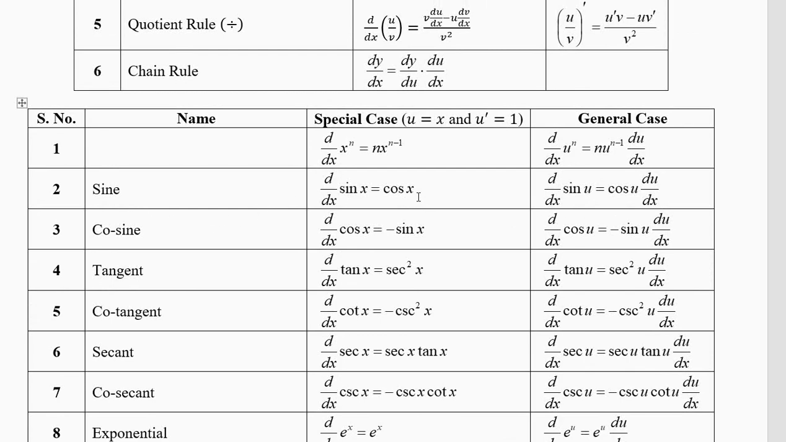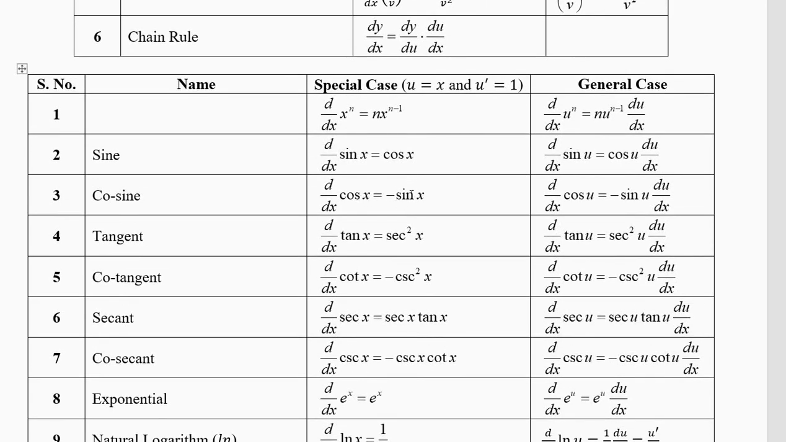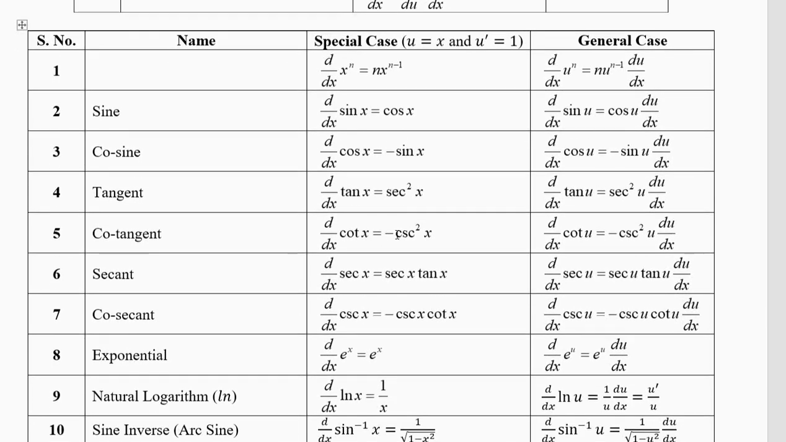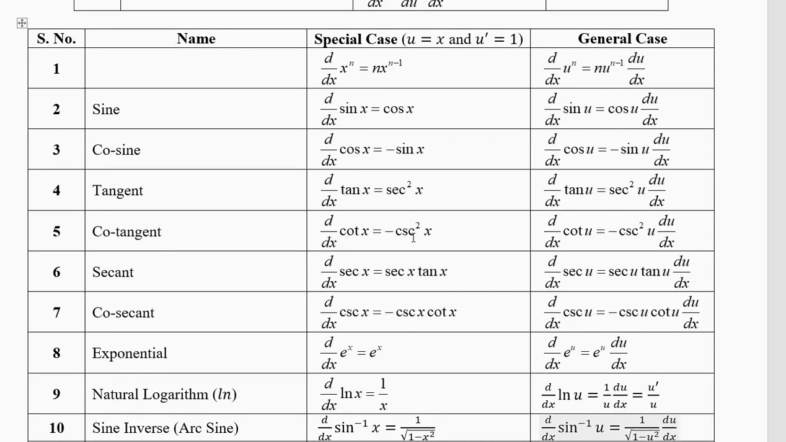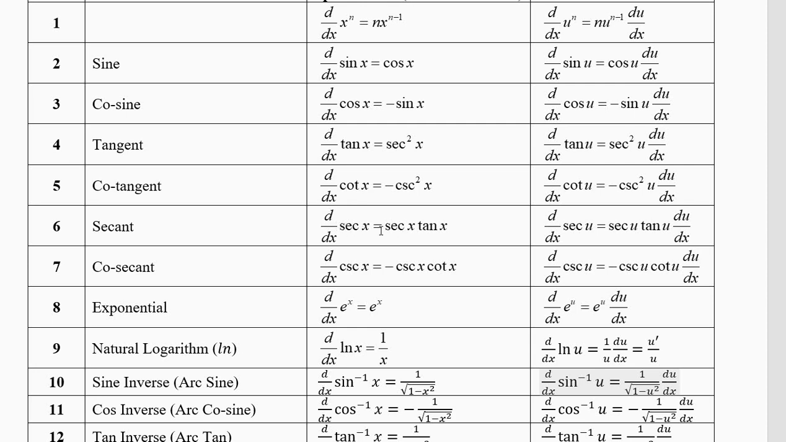So sine goes to cosine, cosine goes to minus sine, tangent goes to secant square, cotangent goes to cosecant square. Now with the minus, cosecant square. Now derivative of secant x is secant x tan x. Derivative of cosecant x is minus cosecant x cot x.